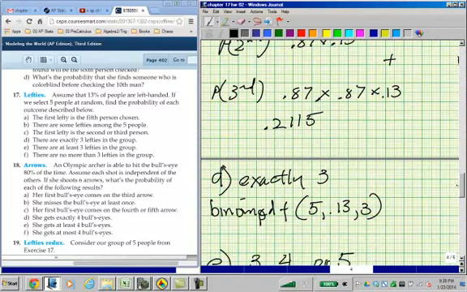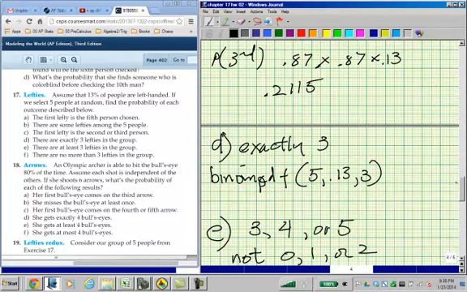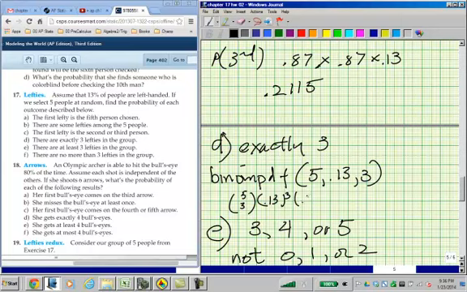All right. D. There are exactly 3 lefties in the group. Now we're going to use binompdf, which calculates the exact probability of 3 out of 5. This would be written as 5 choose 3 times 0.13 to the 3rd, 0.87 squared. But your calculator does it for you. binompdf, so let's do that.